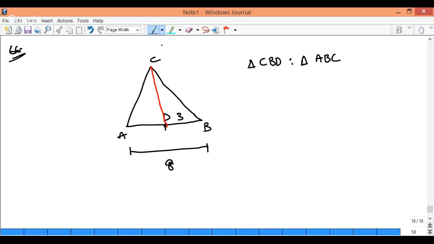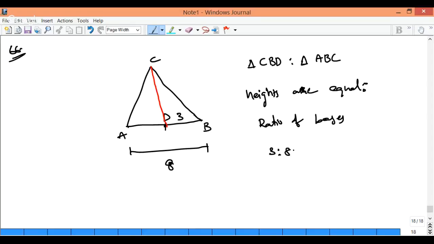Now, when we have drawn a triangle with the same base, the heights will be equal. When heights are equal, the ratio of the areas will be the ratio of bases. Here, for triangle ACBD the base is 3, and for triangle ABC it is 8. So the ratio will be 3:8.